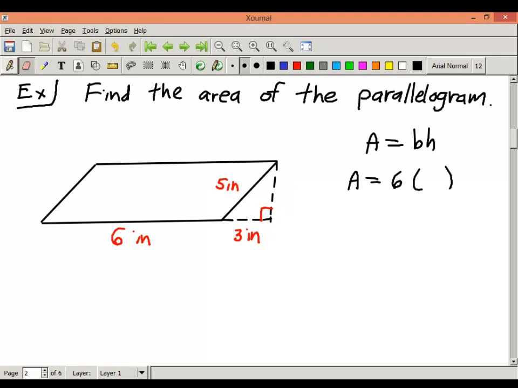So we're going to replace this side of the triangle here with 4. And notice that is also the height of the parallelogram. So we've got 6 times 4, base times height. And we do have units here, so it's 24 square inches. Okay, so there you go, area of a parallelogram, base times height.